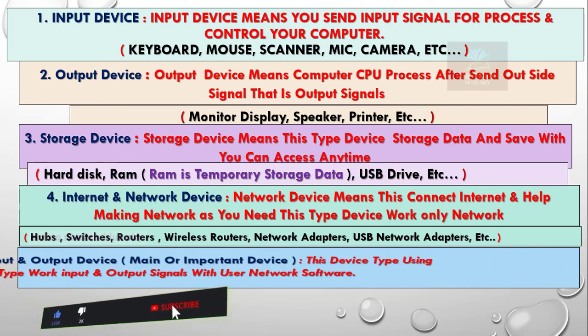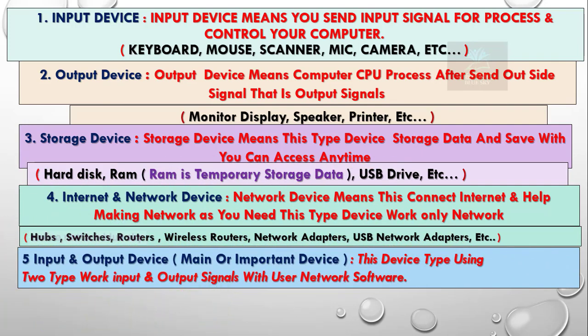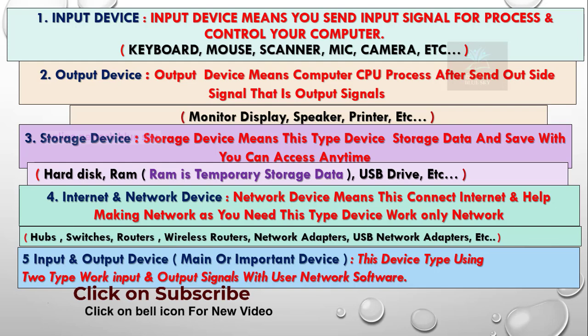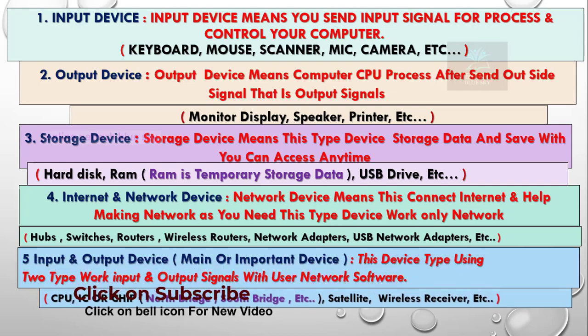Okay, fifth is very important: input and output devices, which work on both sides. These are the main, important devices. This type of device does two kinds of work, input and output, working with the user, network, and software. Okay, so what is a CPU, the central processing unit?